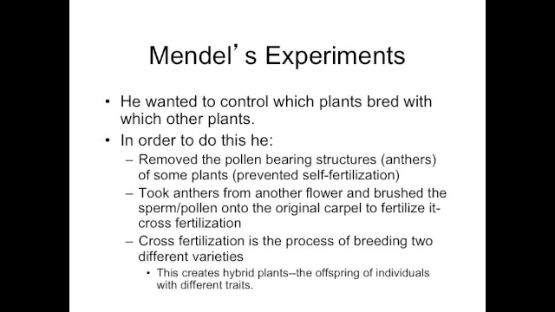Cross-fertilization is the process of breeding two different varieties of pea plant. The whole point of this is to create hybrid plants. Hybrid plants are the offspring of individuals with different traits. For example, if a pea plant with a purple flower were bred with a pea plant with a white flower, the offspring would be hybrid.